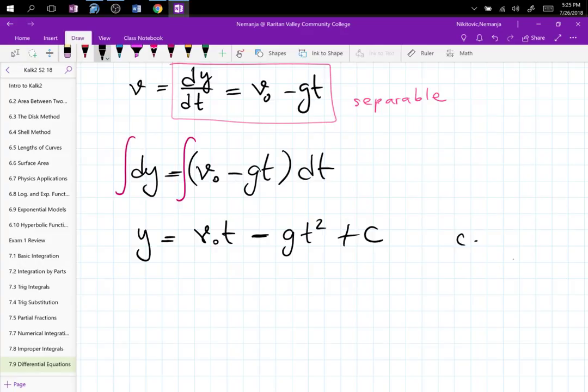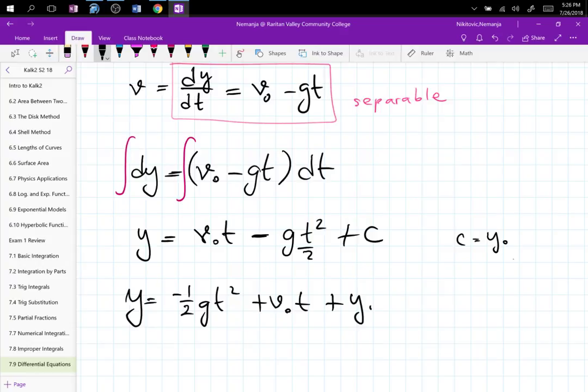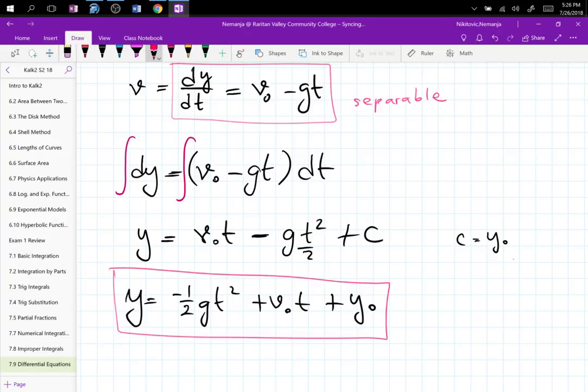Now I'm going to define this plus c to be the initial height, and now the equation over here that is given to me is, oh, it was t squared over 2 when you integrate, right? So we have negative 1/2 gt squared plus v0t plus, and I'll call this y0, and there is another equation.